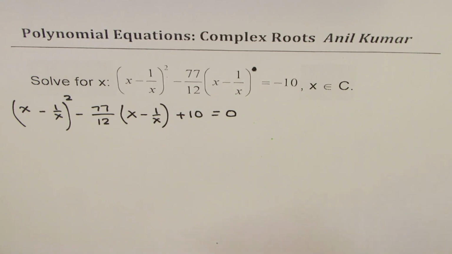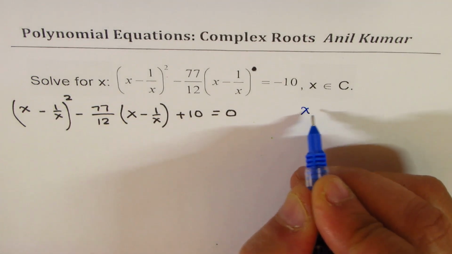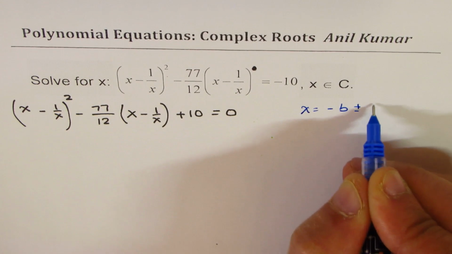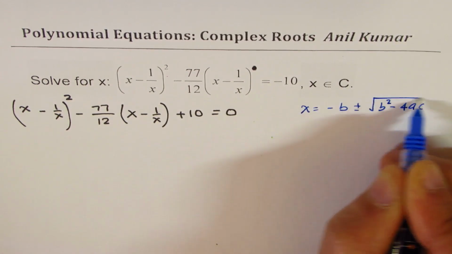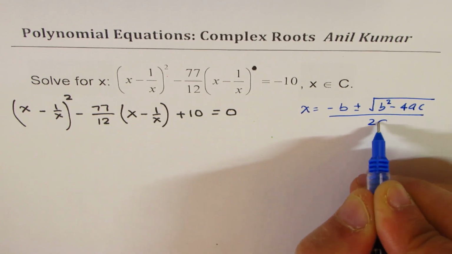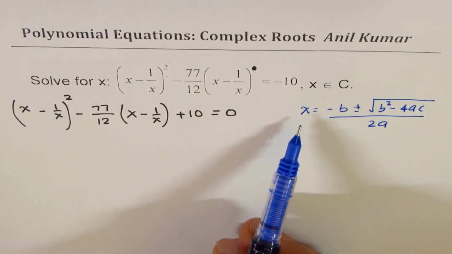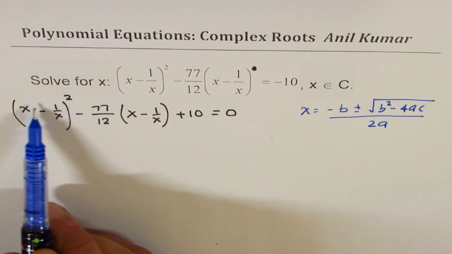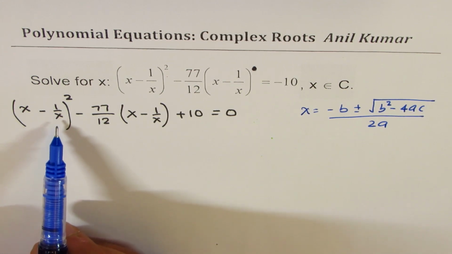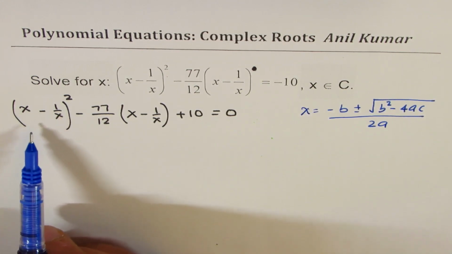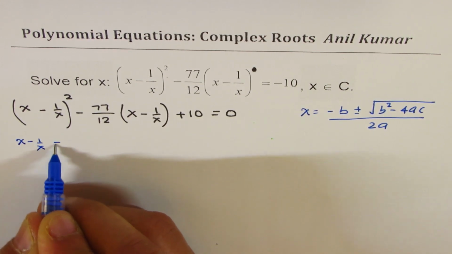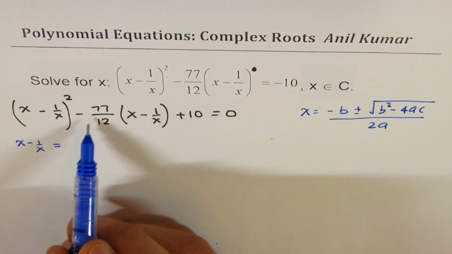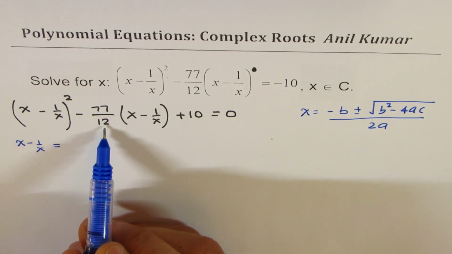Now we can apply the quadratic formula, which is x equals minus b plus minus square root of b squared minus 4ac, divided by 2a, directly. Where x for us is the whole thing, x minus 1 over x. You get an idea, right? So the whole thing. So what we get here is that x minus 1 over x is equal to, b is minus 77 over 12.